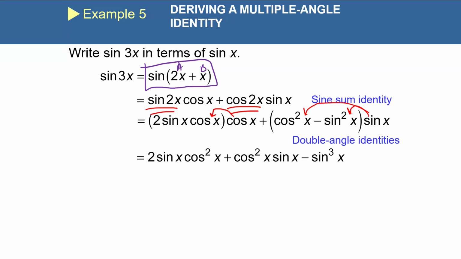Oh, 'cause it's all one term. It's all one term, exactly. So it only goes in one time. That's why I drew one arrow to emphasize. So 2 sine x times cosine x makes 2 sine x cosine squared x. Then we have cosine squared x minus sine squared x, and we distribute sine x. So we get cosine squared x times sine x minus sine cubed x.